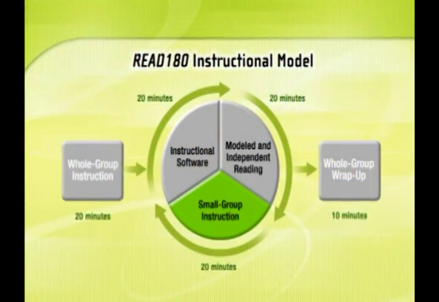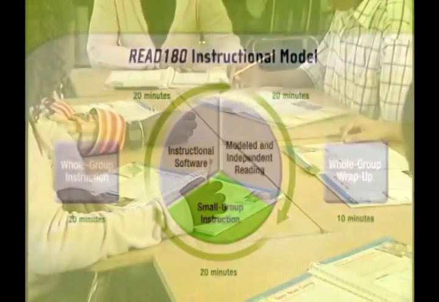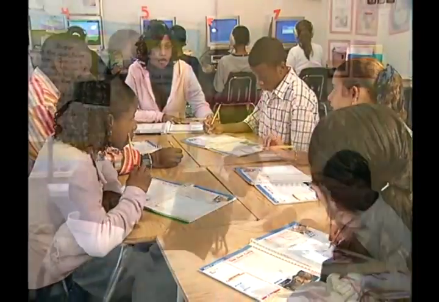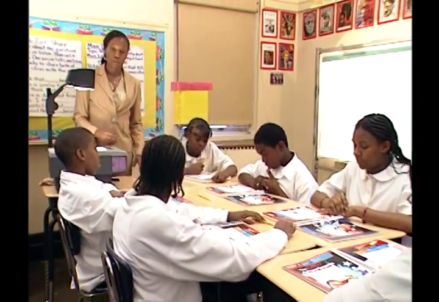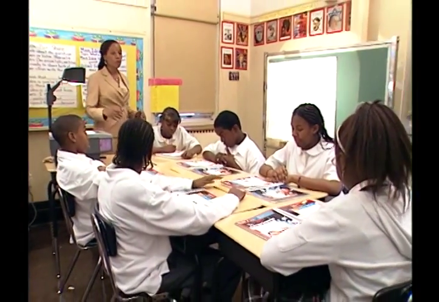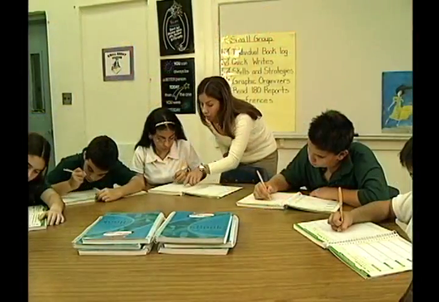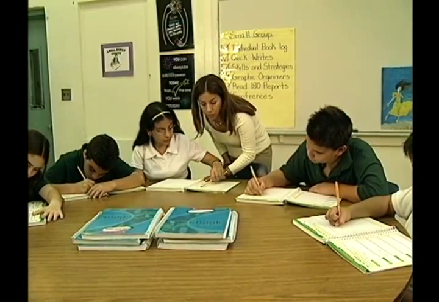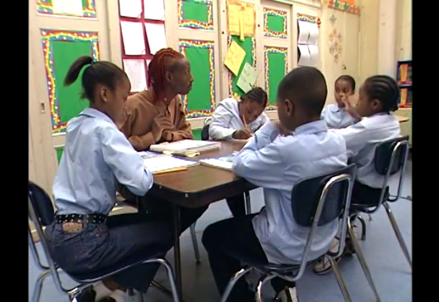One of the 20-minute rotations is small group differentiated instruction. Here you'll review and extend the art book lesson you began in the whole group, for example, teaching cause and effect or main idea. In small group, however, you have the opportunity to tailor what you teach to each group depending on each student's needs.